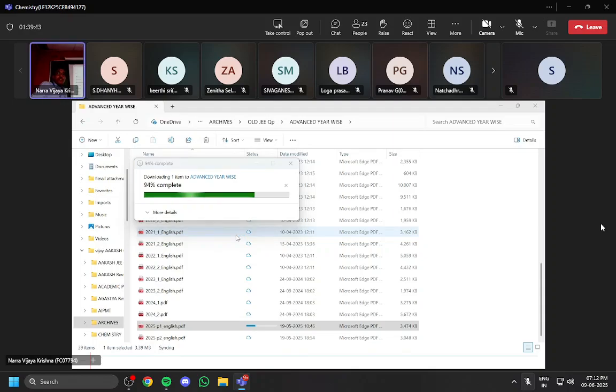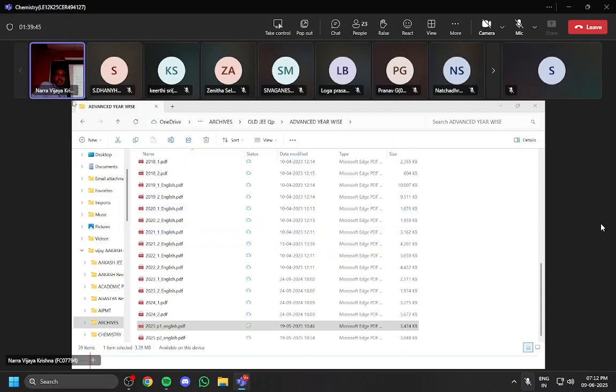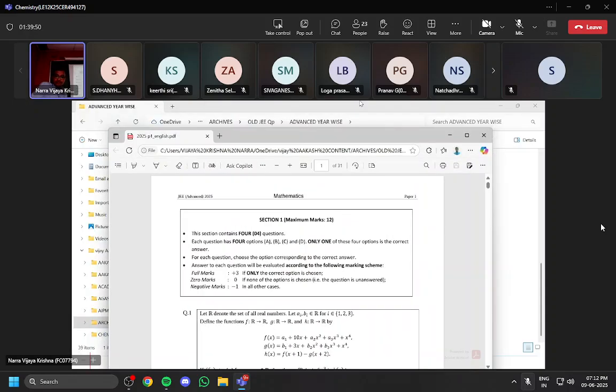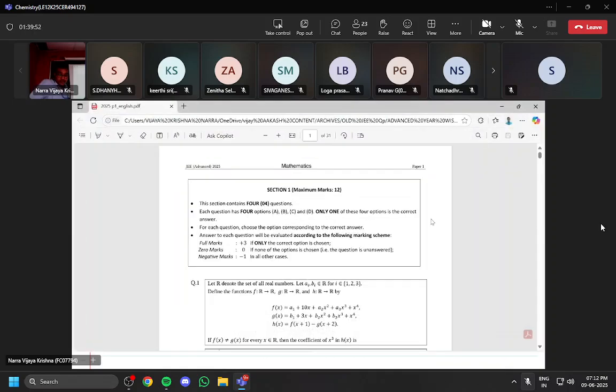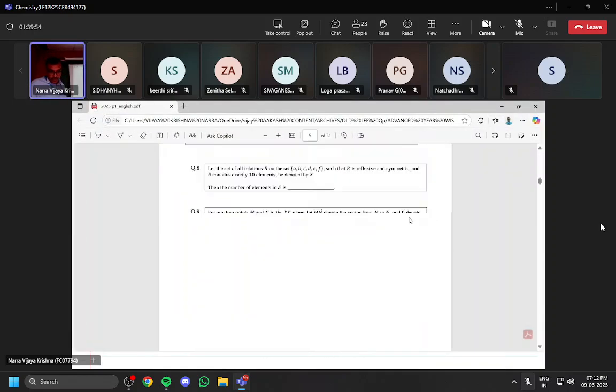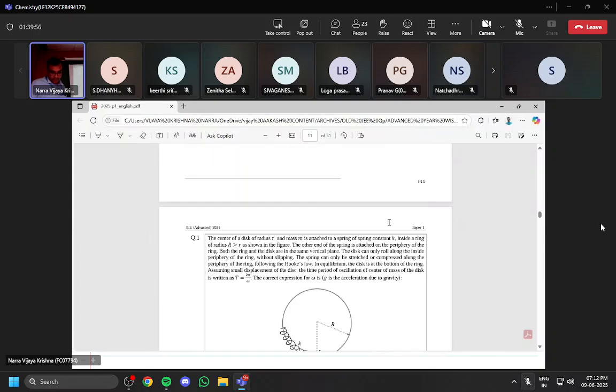How many of you solved this year's paper one? This year's JEE paper, how many of you solved? No one will solve. So I will directly go to physics.